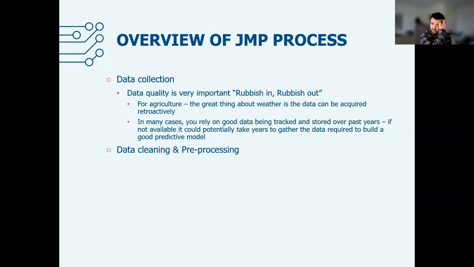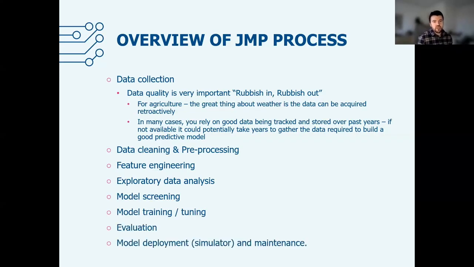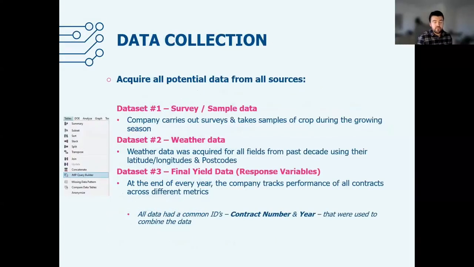Then we have data cleaning, pre-processing, feature engineering, exploratory data analysis, model screening, training, tuning, and evaluation. And then finally, model deployment, potentially maintenance. So the first step here, collect data, as I said, and often is the case that data is stored in many different locations, many different databases, potentially different sheets. And the goal within JMP is to draw it all in together.